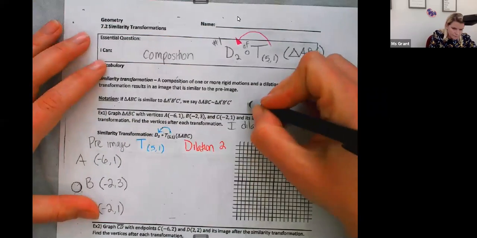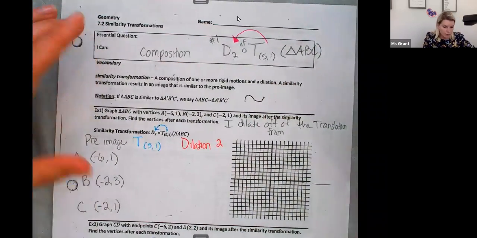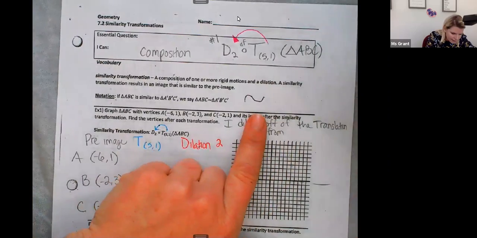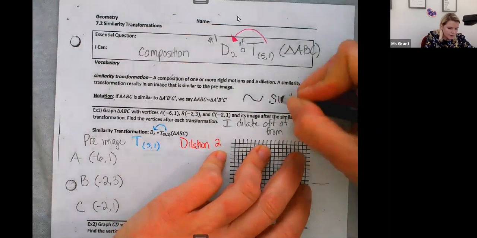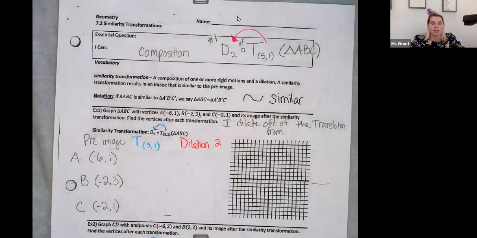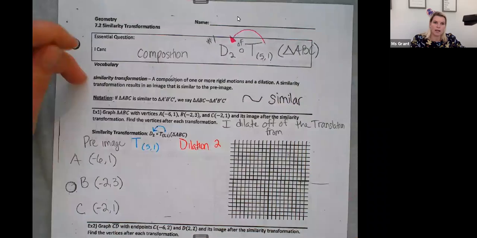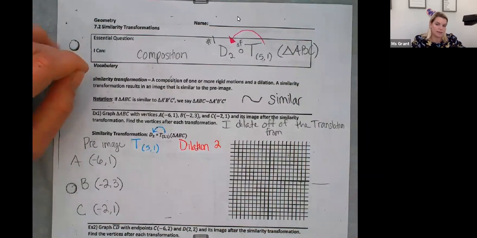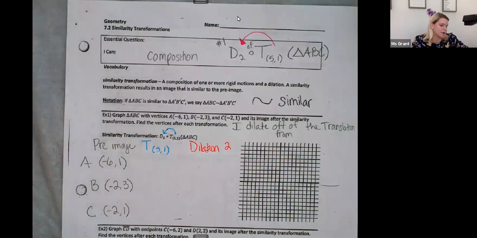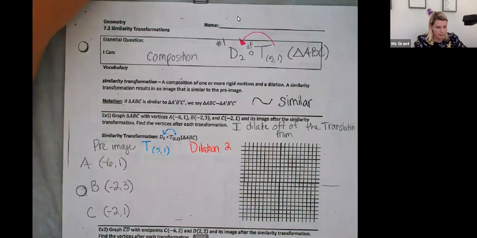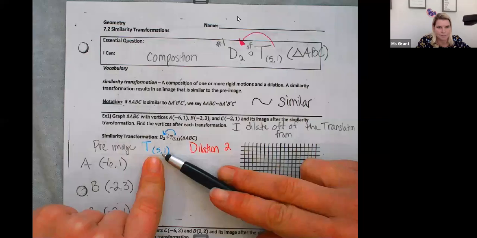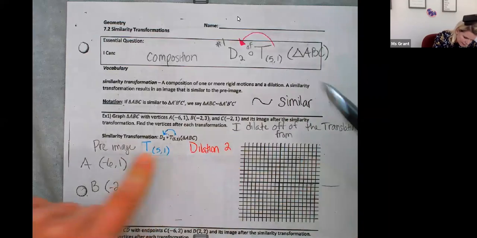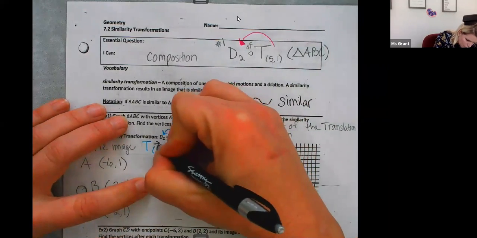This symbol, it's like a congruent symbol, but it's only got one of the lines, means similar. We're going to spend a lot of time in chapter 7 talking about similar triangles. And this one is similar shapes that are translated. Okay. A dilation of 2 means it's doubled. This T means 5 to the right, 1 up.